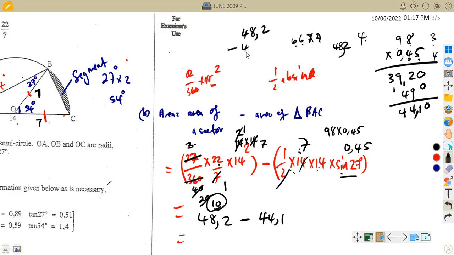As you can see, we are supposed to subtract these two. 48,2 minus 44,1. So 2 minus 1, that's 1, 8 minus 4, that's 4, 4 minus 4, that's a 0. So it's going to be 4,1. So that's the area in square centimeters. So it was going to be 4,1 square centimeters.